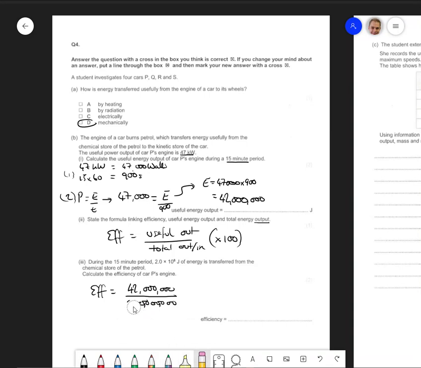Just so you're aware, there is the ability to get an error carried forward. If you've got this number wrong, but you put it there correctly, you will still get all of the marks. Okay, times by 100, and that comes out as being 21%.